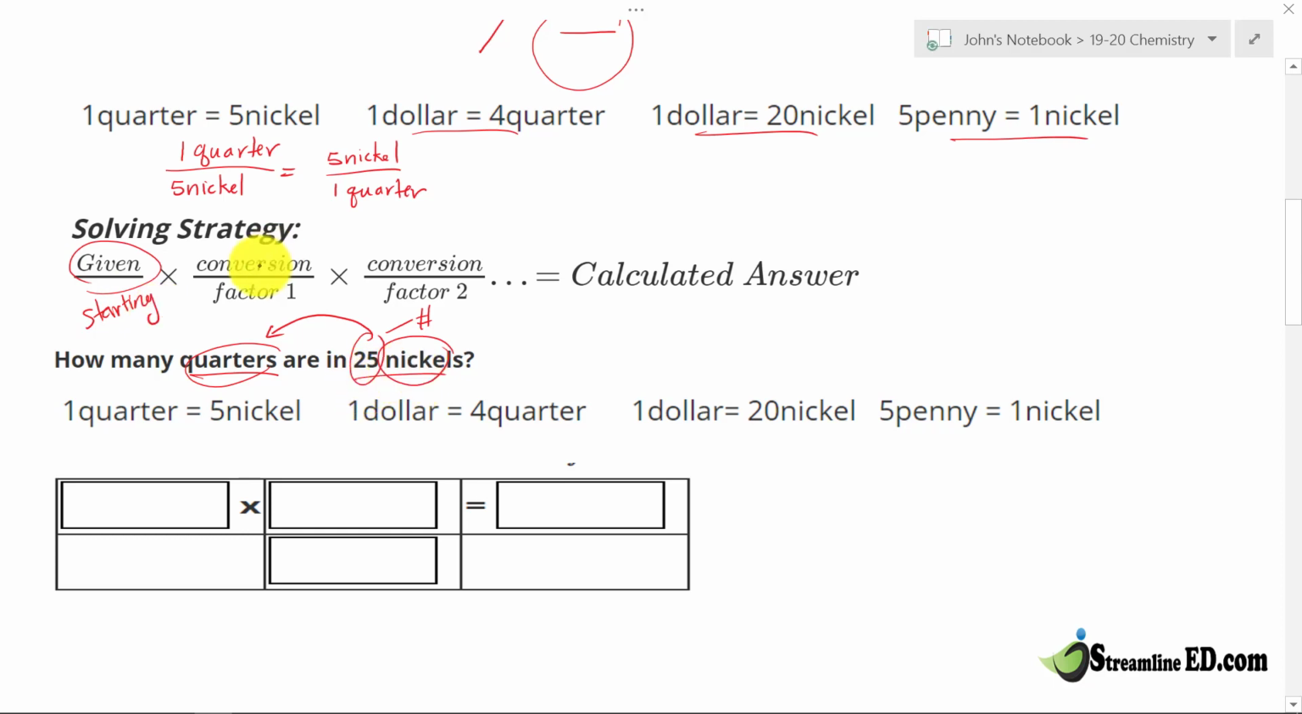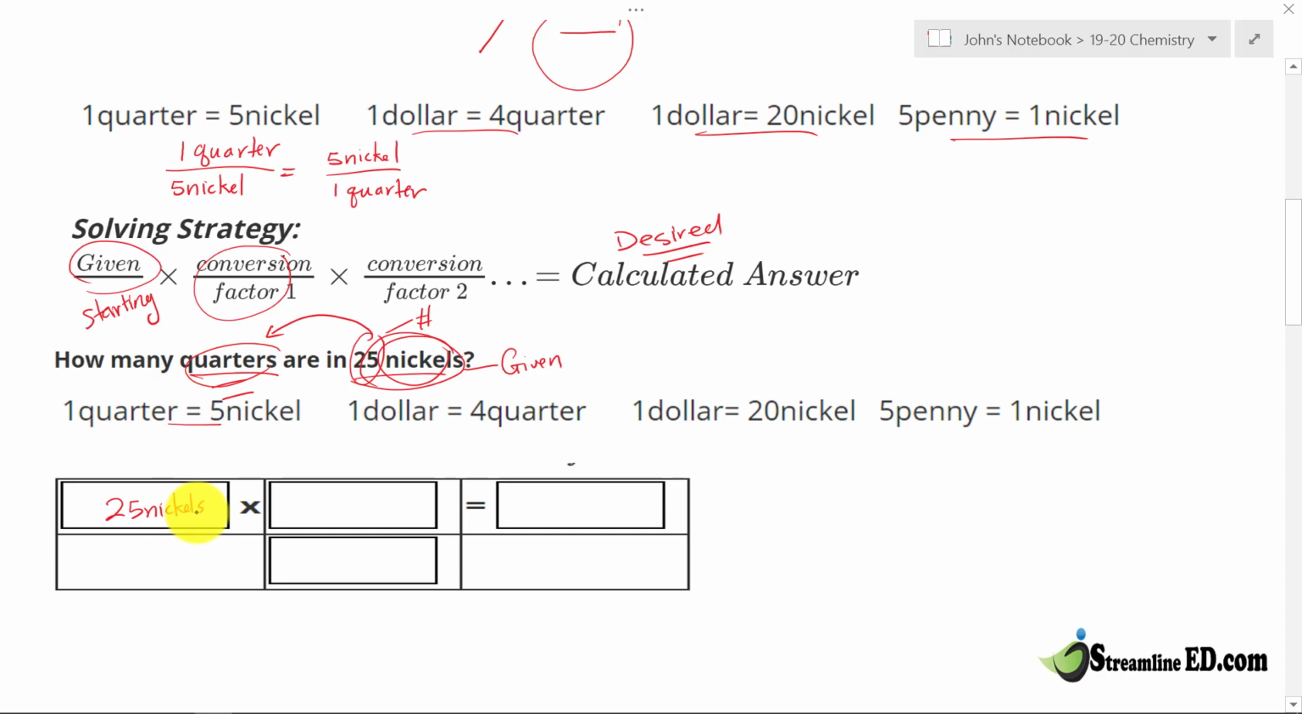And you multiply the conversion factor, or multiple conversion factors, until you get your desired unit. In this case, what is your desired unit? Well, we want to get to quarters, okay? So let's look at this example. What is given to us? Well, how many quarters are in 25 nickels? So this must be your given right here. So 25 nickels, okay? So we have 25 nickels right here.